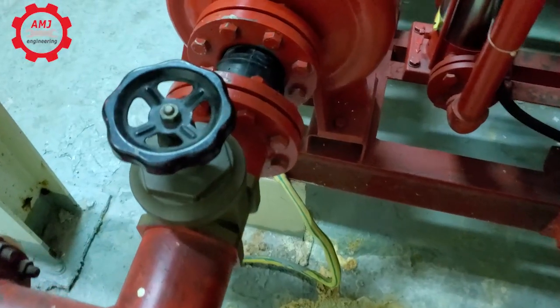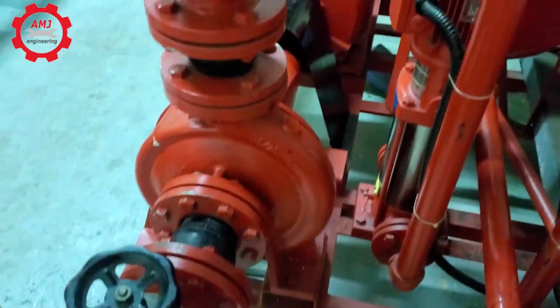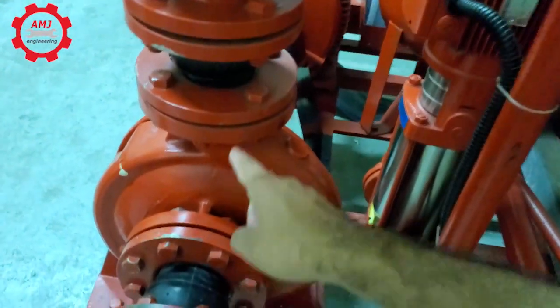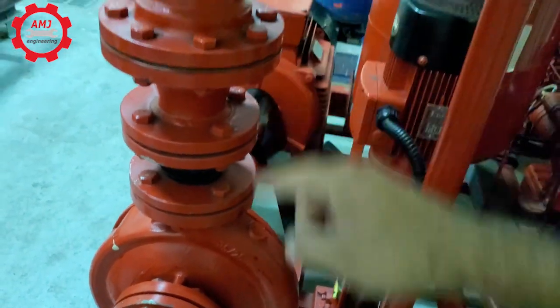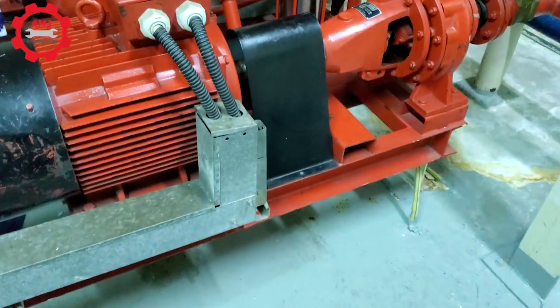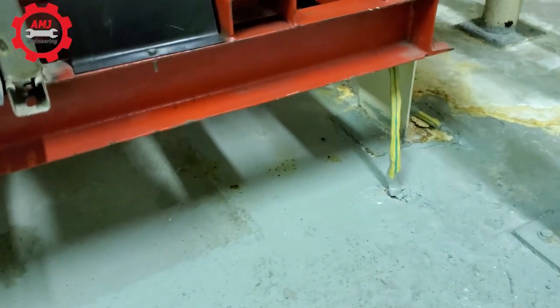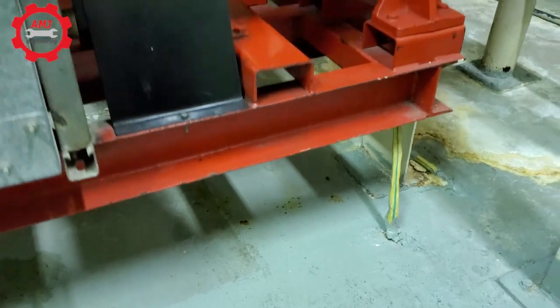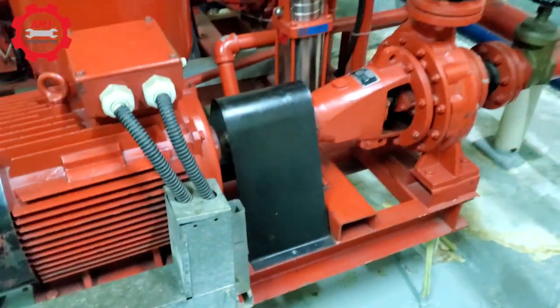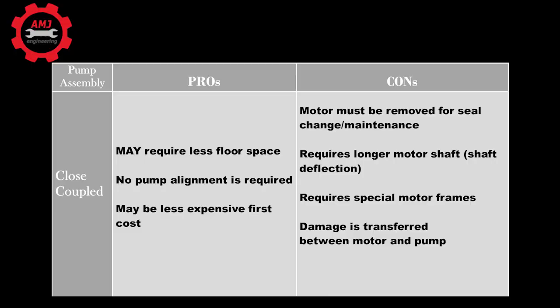End suction pumps are designed such that the incoming water enters the pump through the end in a horizontal manner. The water then changes direction and is discharged vertically, perpendicular to the suction. These pumps are typically installed on a solid base on the floor. An end suction pump is capable of being used in HVAC systems with capacities up to 4,000 GPM and 150 feet of head.